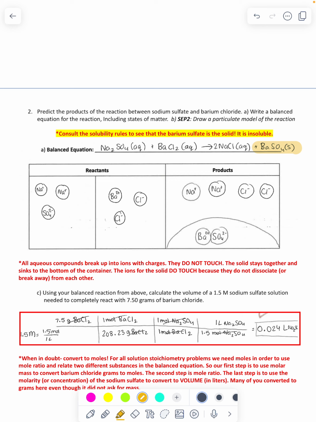When I'm drawing this out, all of my aqueous compounds break up into ions, and I should have as many as there are in this balanced equation at the top. And then finally for the solid at the bottom, the only difference with the solid is that it does stay together. It is still made of ions. Notice we still have charges, but it does not dissociate.